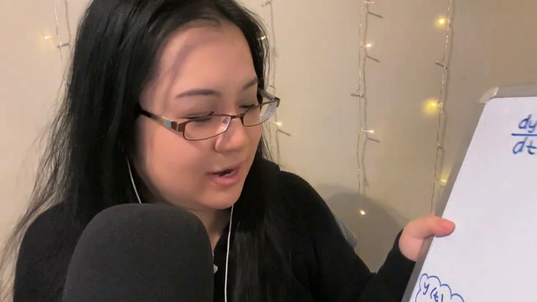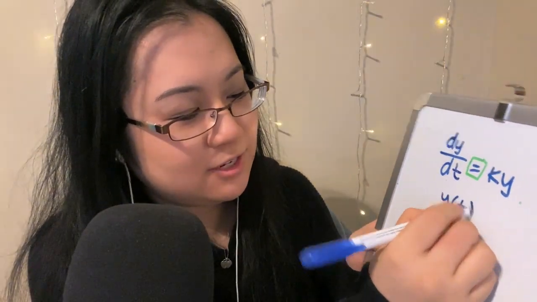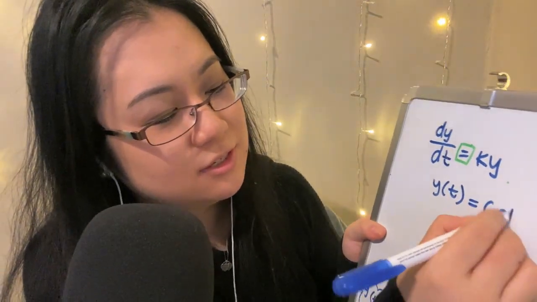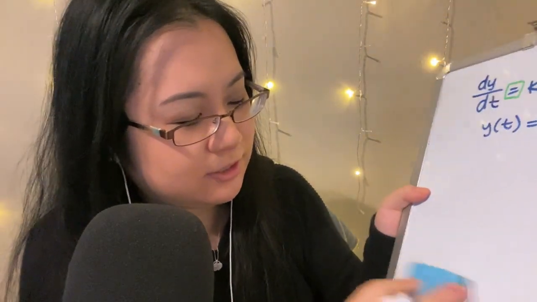Alrighty, so now we have a general formula. y of t equals c e to the kt. Erase this here.